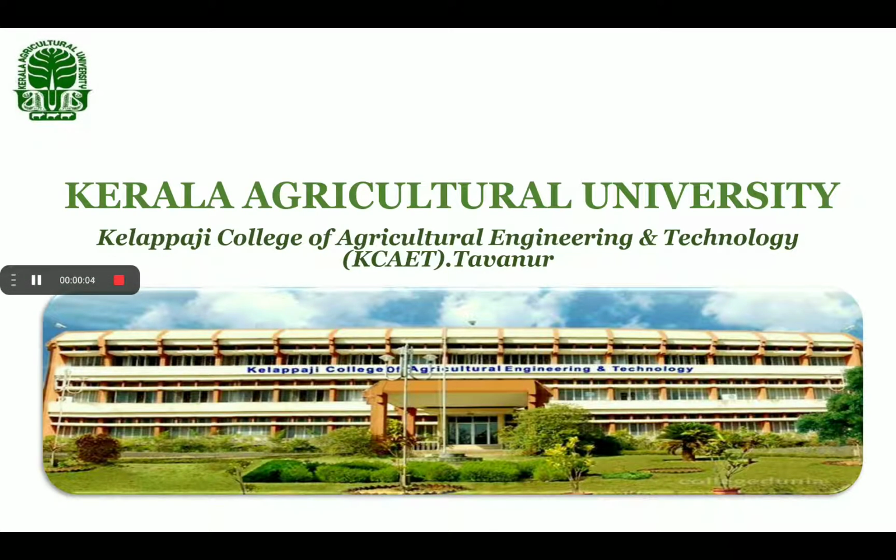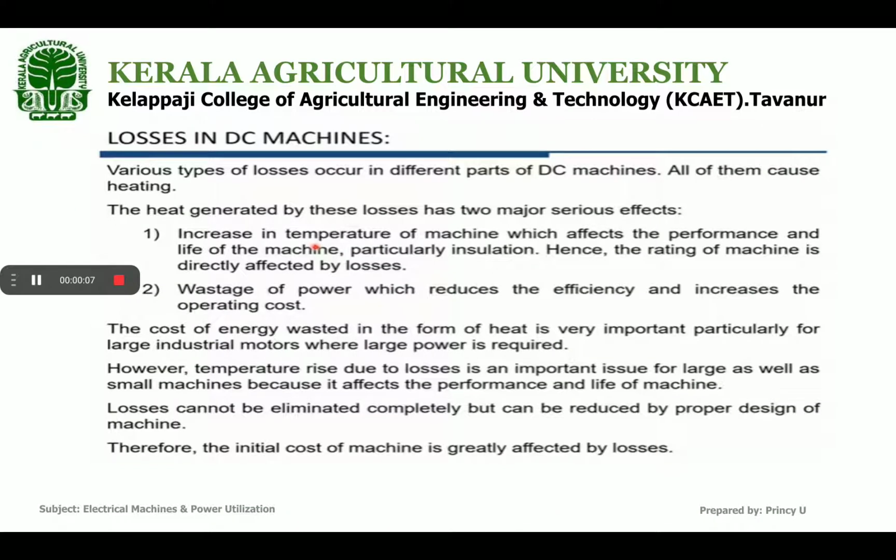Good morning all. We are going to study some losses in DC machine. There are various types of losses occurring in different parts of a DC machine. All of them cause heating. Mainly, the heat generated by these losses has two major serious effects. One is an increase in temperature of the machine, which affects the performance and life of the machine, particularly the insulation.